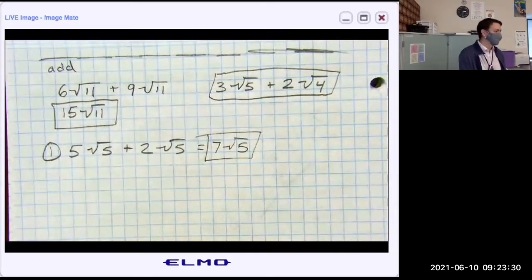Sometimes algebra and geometry students see the addition with the radical and think, uh-oh, this might be kind of tough. It's not. If they're the same, you add them. If they're not, you don't.